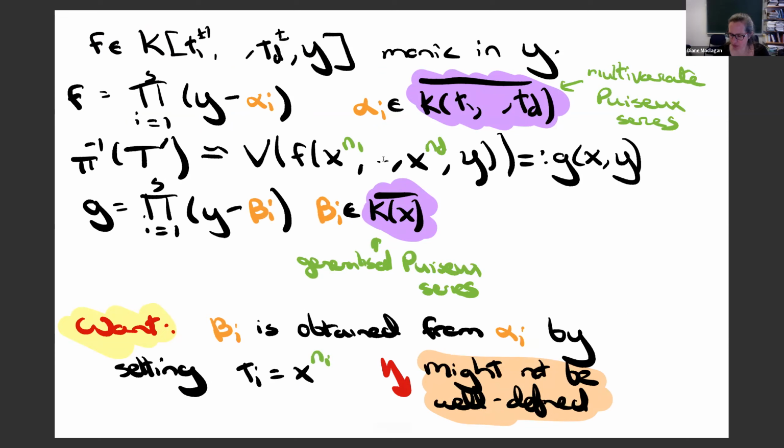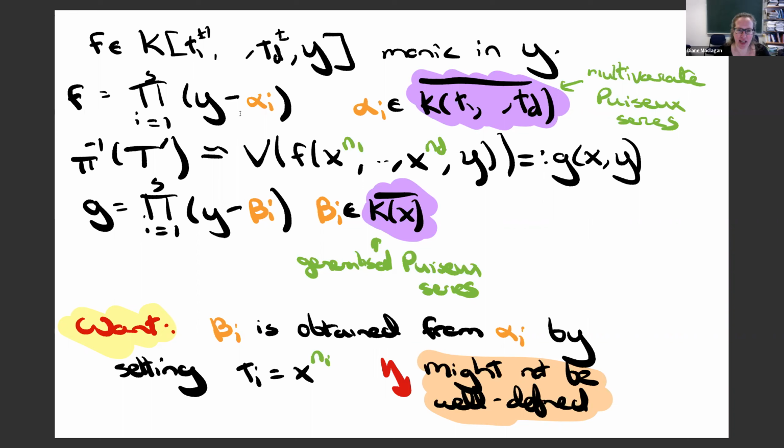So let me come back and remind you why I cared about this. So my proof, this is essentially from the previous slide, right? We were trying to decide that we had a hypersurface given by a polynomial f, and we wanted the preimage of a one-dimensional torus to be irreducible. So that meant we were going to substitute in ti equals x to the ni into my polynomial to get a new polynomial g in x and y.